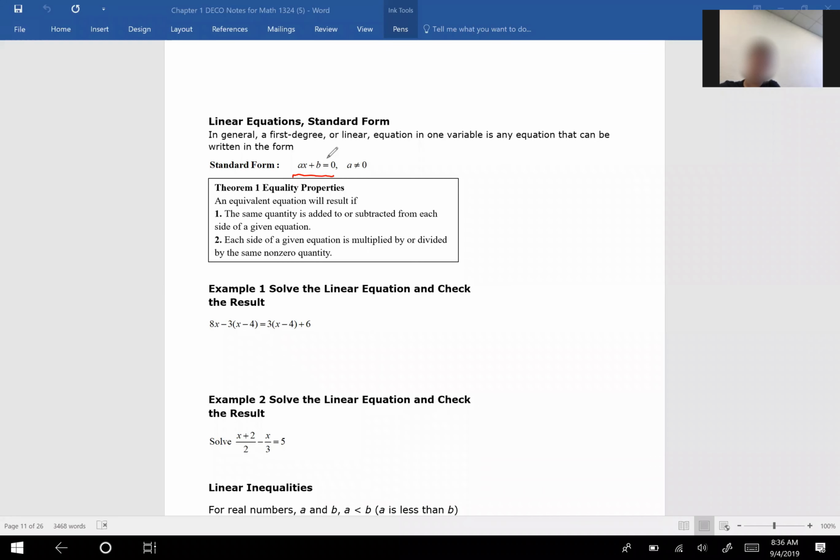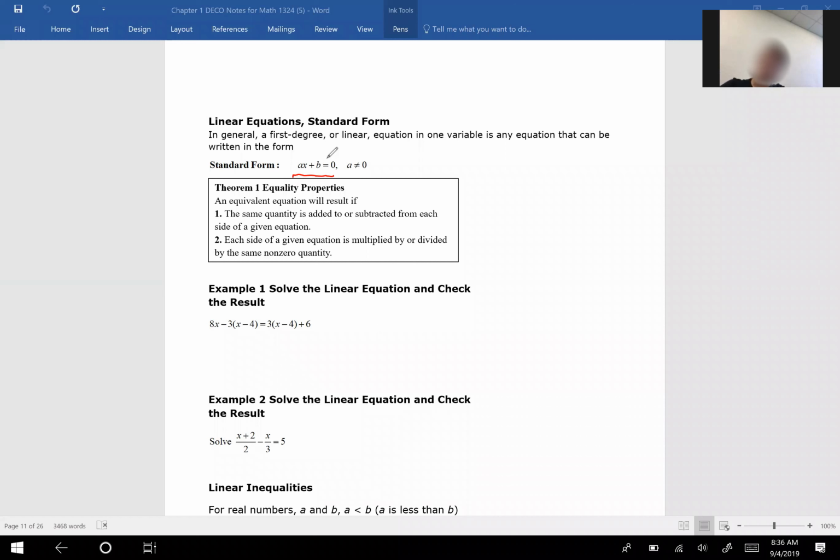That would also mean I could multiply or divide both sides of the equation by the same number as long as it's not 0. Okay, remember we can't divide anything by 0, and if we multiply by 0, it just makes everything become 0. But any other number, it's perfectly legal to multiply or divide each side.